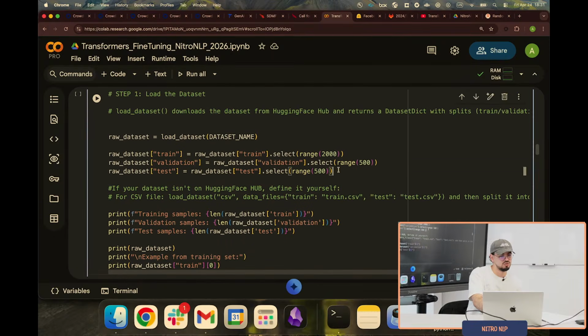The dataset that I chose had around 16,000 samples, and I chose only a fraction of it for the purpose of being faster with the notebook. So I split it into 2,000 for train, 500 for validation, and 500 for test.